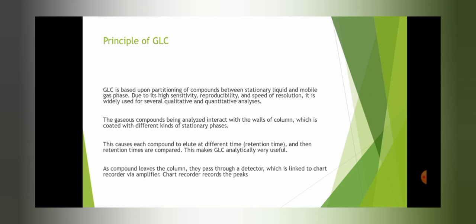So the principle of the GC is that the gaseous compounds being analyzed interact with the walls of the column, which is coated with different kinds of stationary phases, which causes each compound to elute at a different time. This is what we call the retention time. Then retention times are compared, which makes GC analytically very useful. As compounds leave the column, they pass through a detector, which is linked to the chart recorder by the amplifier. The chart recorder records the peaks, and that is the output. It shows the results of what we are trying to analyze.